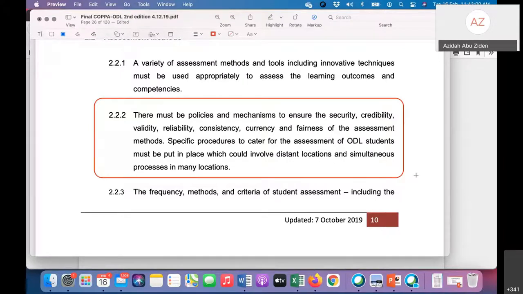But at least make sure that the assessment is reliable, consistent, fair actually. Fair for the students, fair for the lecturers and so on.